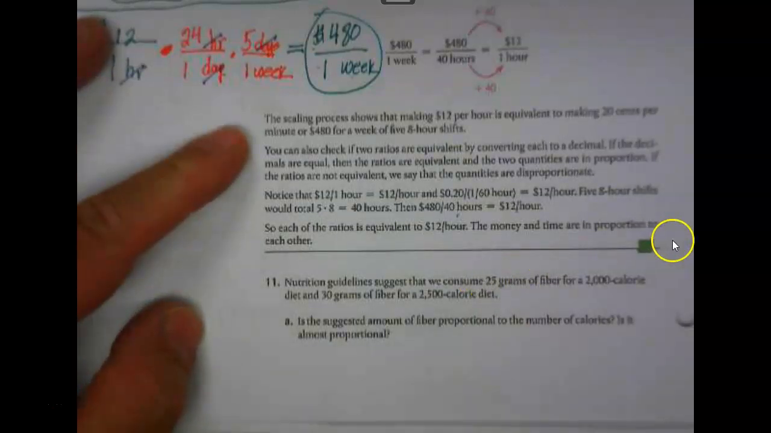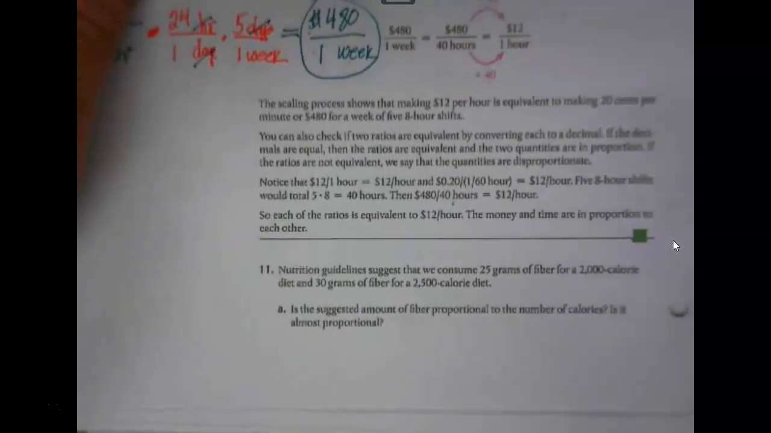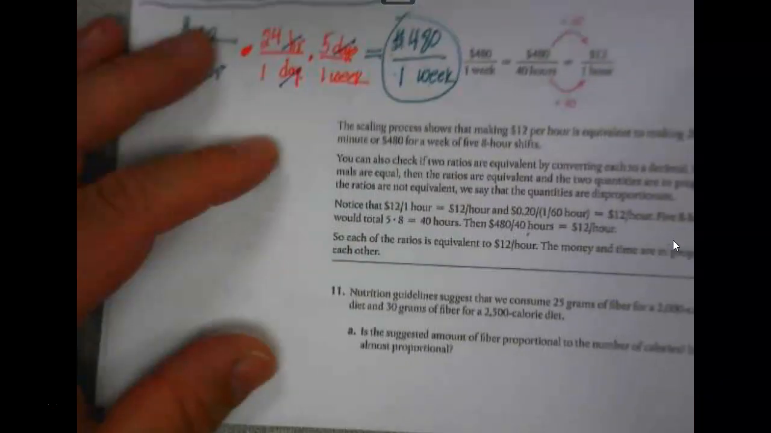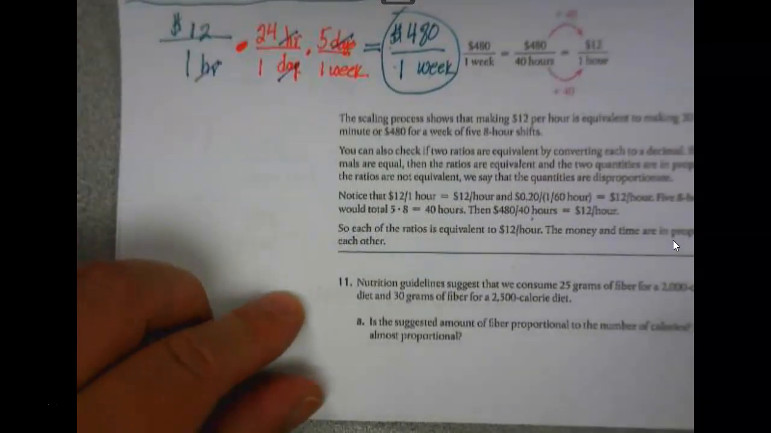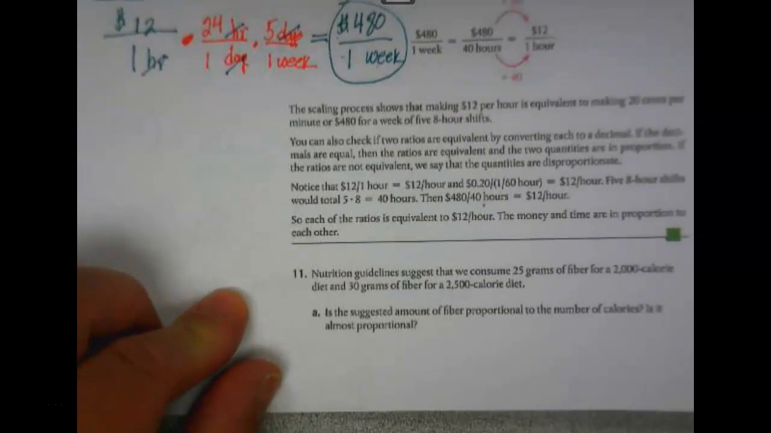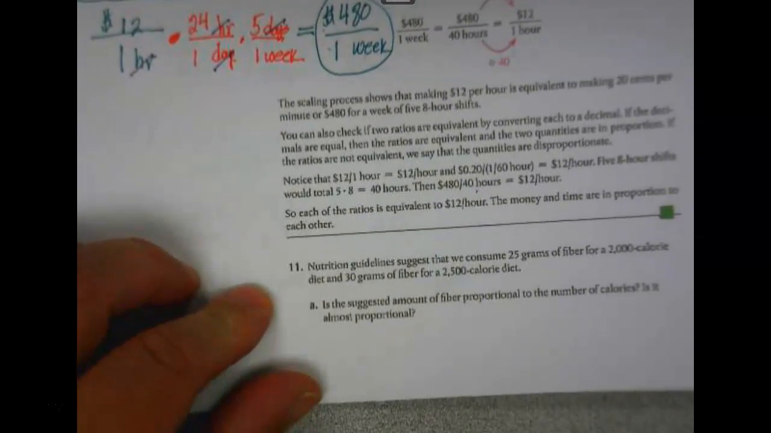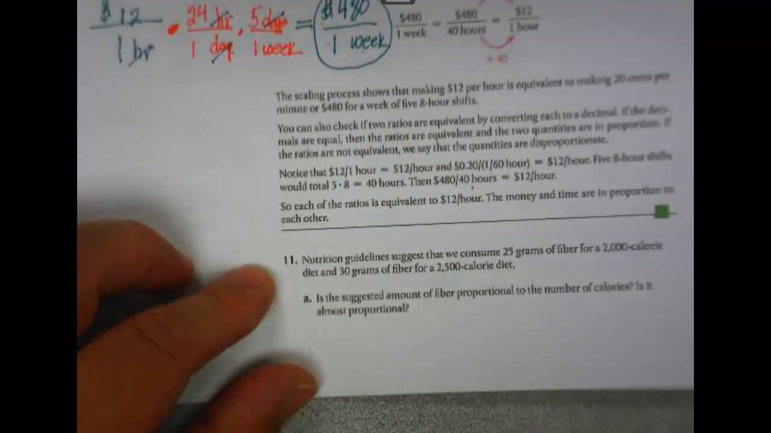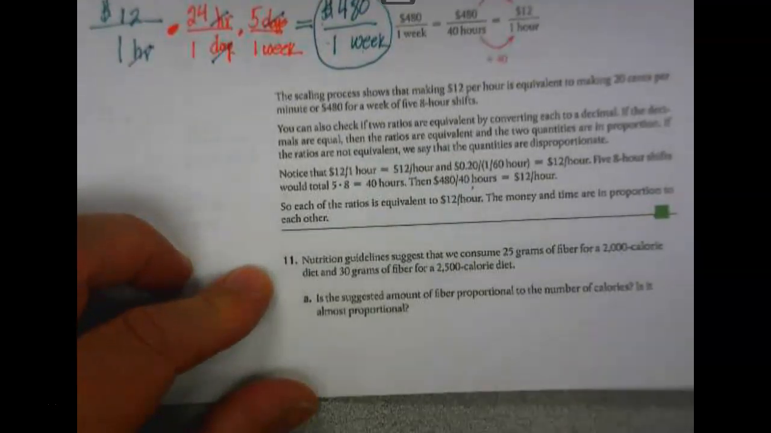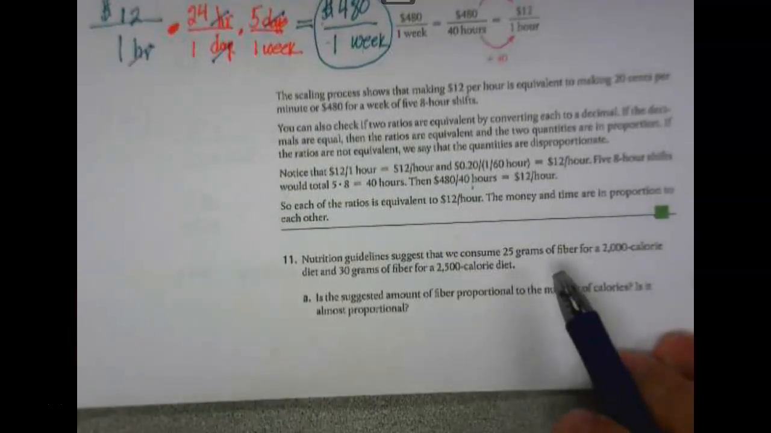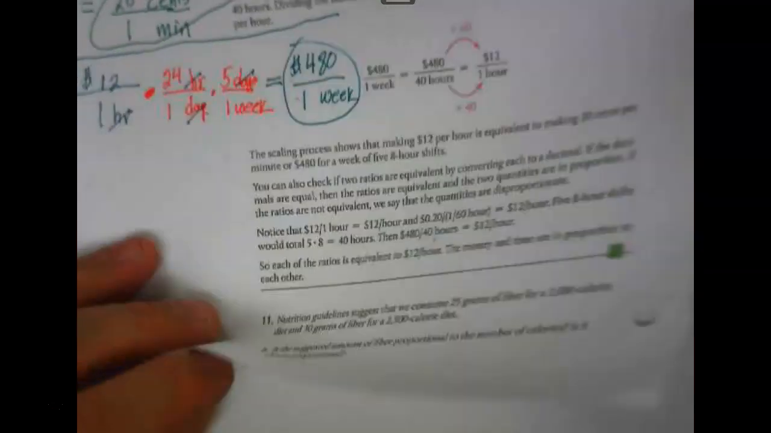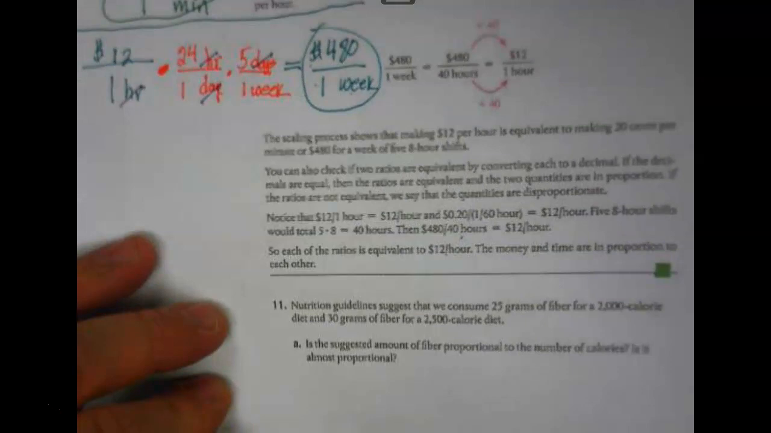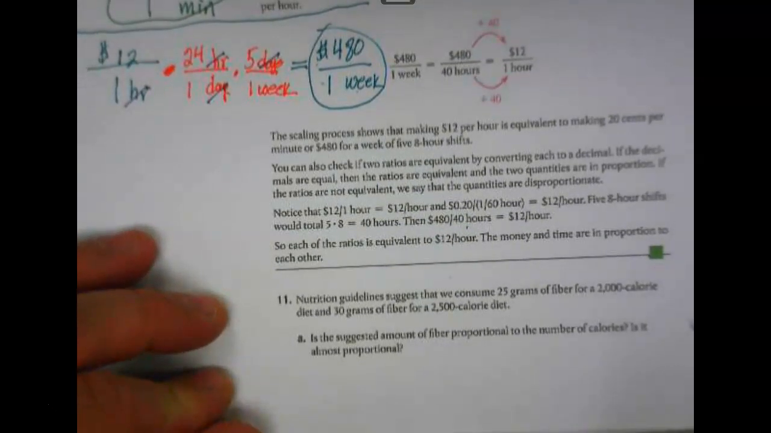Okay, this is going to be 11.4 part 2, only because the video cut off on me in the last session. So I think it stopped at number 11. And number 11 was a proportion setting up the number of calories, fiber per calories for each diet.